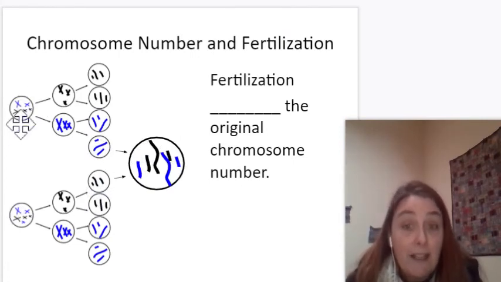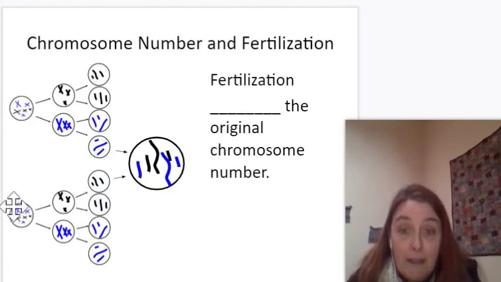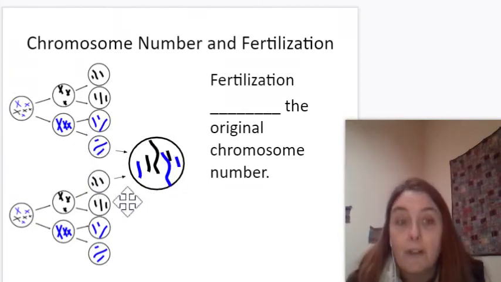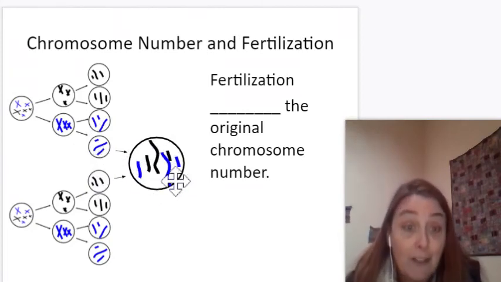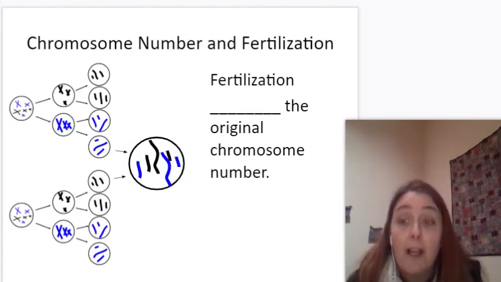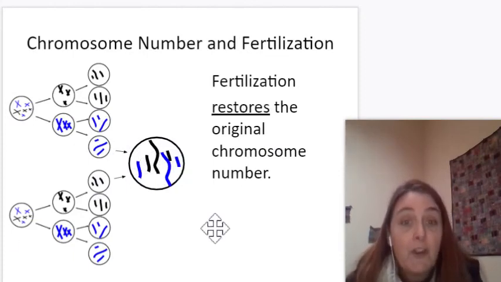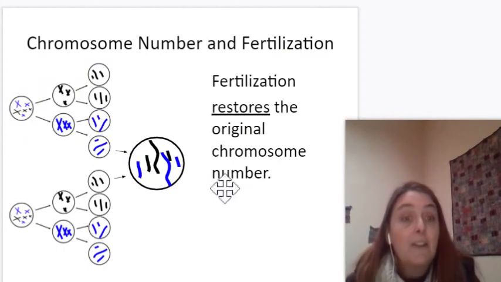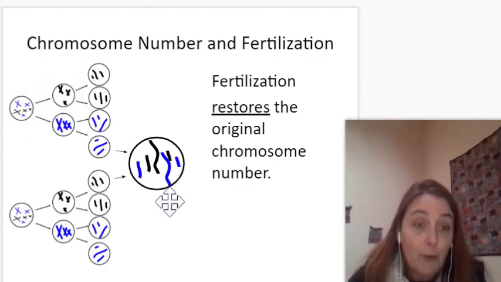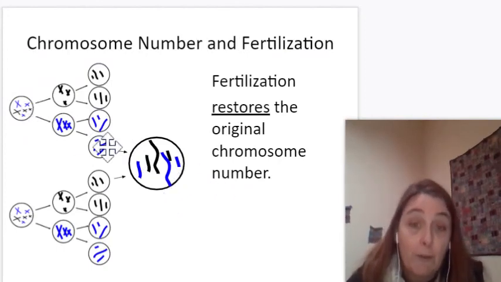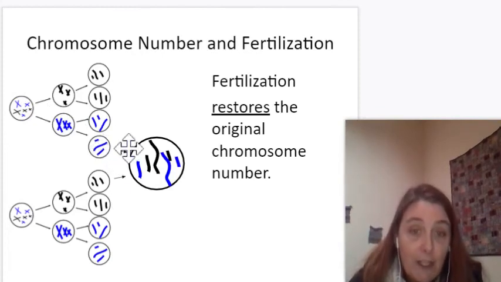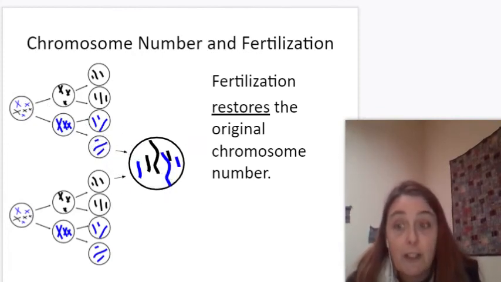Where every body cell had pairs, every egg had no pairs, every sperm had no pairs. When you fuse them together and you get a fertilized egg, also called a zygote, you have restored the diploid number. So fertilization is the second half of sexual reproduction. Meiosis cuts the chromosome number in half. Fertilization restores it to the original amount.